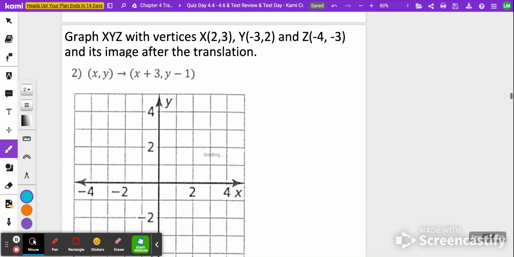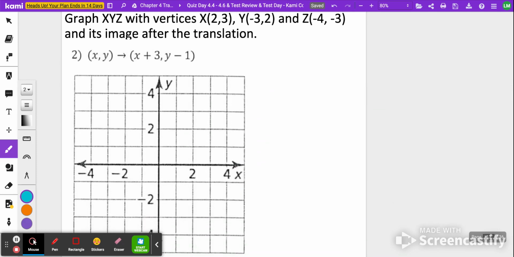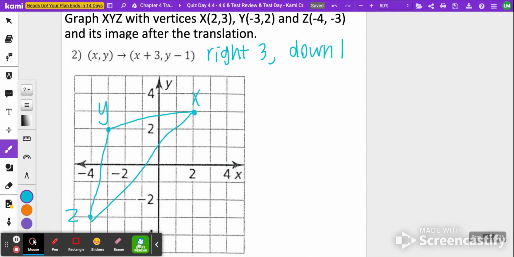The next one we have is x plus 3, y minus 1. So let's go ahead and try this one. Again, we want to plot the original points first and then show the translation of right 3 and then down 1. So again, these are the original points that we had for the one previously, but then to do our translation, we just take each point and go right 3, 1, 2, 3, and down 1.